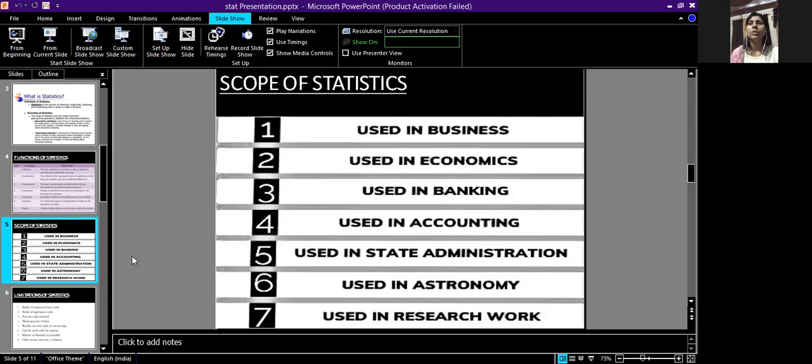That totally helps you to make effective business decisions. So you are future managers, you must have knowledge of how to apply these tools to make effective business decisions. The next is economics.